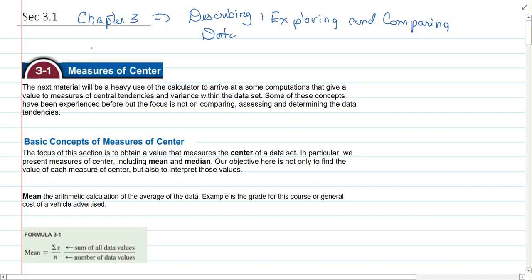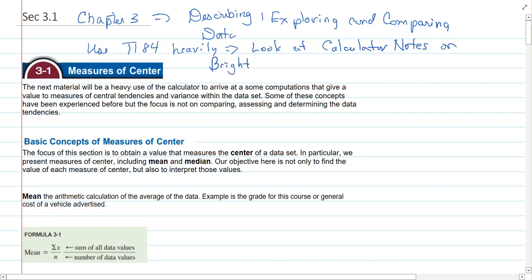In this chapter, we'll use a calculator. And if you have problems with a calculator, look at the calculator notes on Brightspace to give you an outlook of what keys to utilize and how to take care of your calculator.